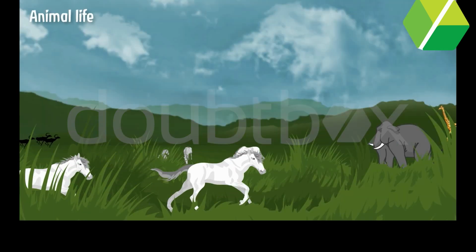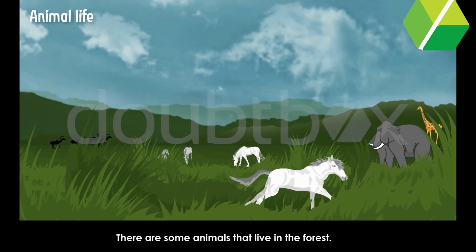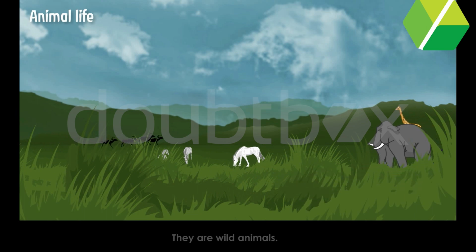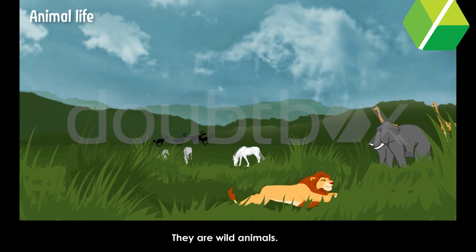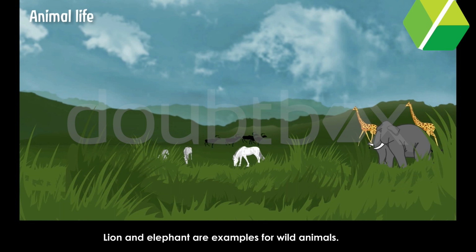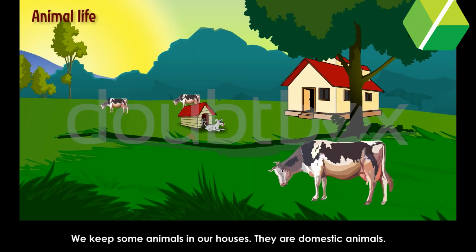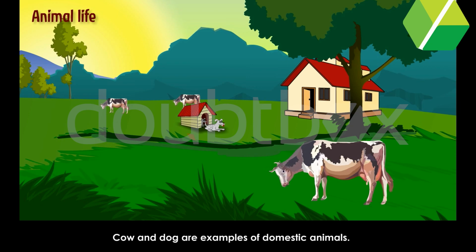Animal life. There are some animals that live in the forest. They are wild animals. Lion and elephant are examples for wild animals. We keep some animals in our houses. They are domestic animals. Cow and dog are examples of domestic animals.